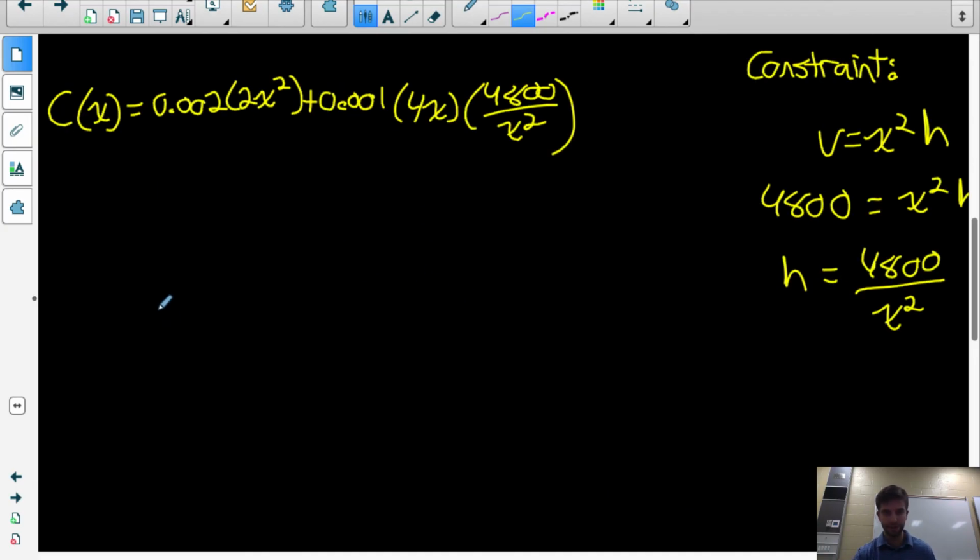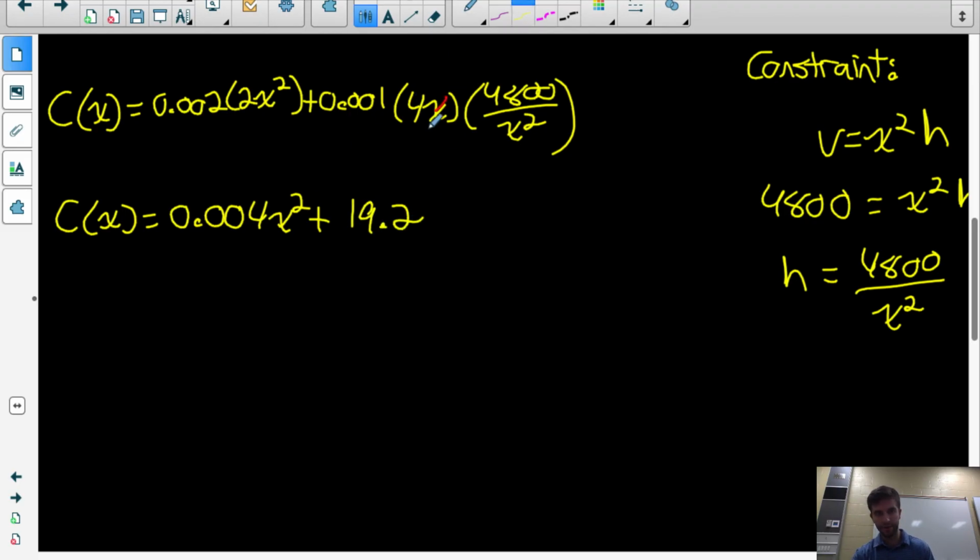So now I have the cost equation written in terms of x. With a cost equation written in terms of one variable, I could figure out any local max or min points of this by finding the derivative, setting it to 0, and solving. I'll simplify this first before I bother finding the derivative to make it easier. So I've got 0.002 times 2, that's 0.004 x squared, plus I've got 0.001 times 4 times 4800, that's 19.2, and I have an x divided by an x squared, so that factor of x will cancel with one of those factors of x. I'm left with x to the 1 in the denominator. Bring it up to the numerator. I've got x to the negative 1.